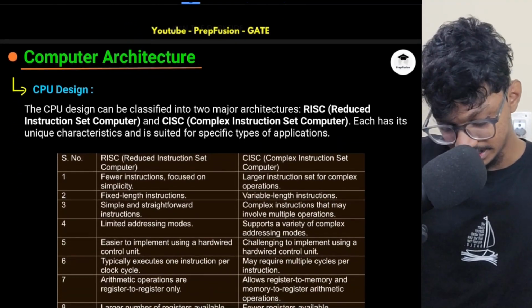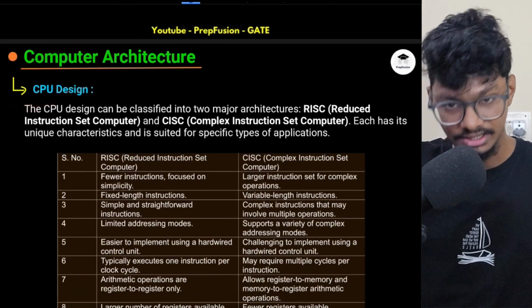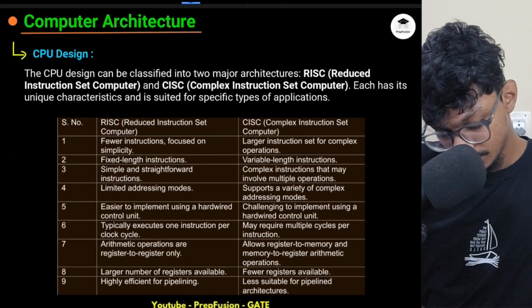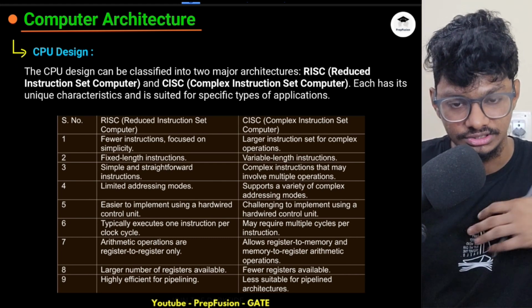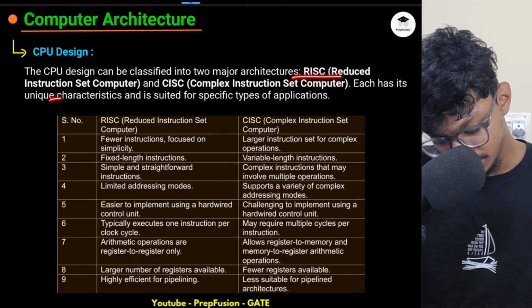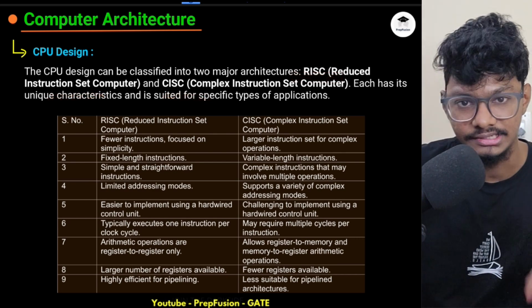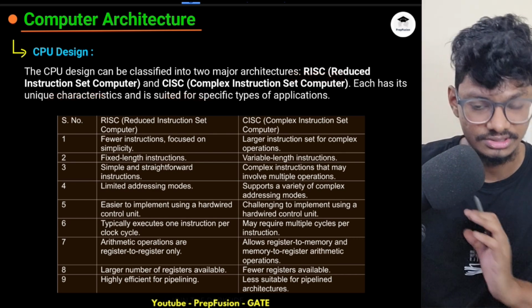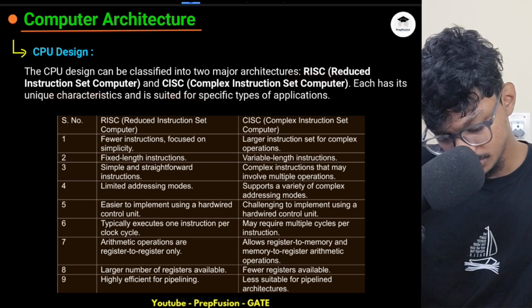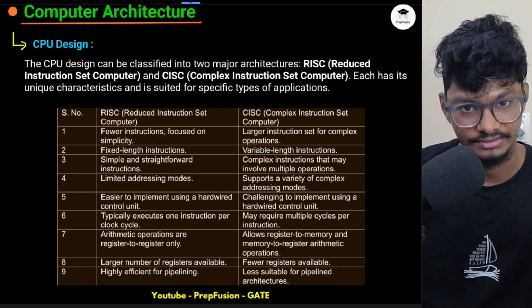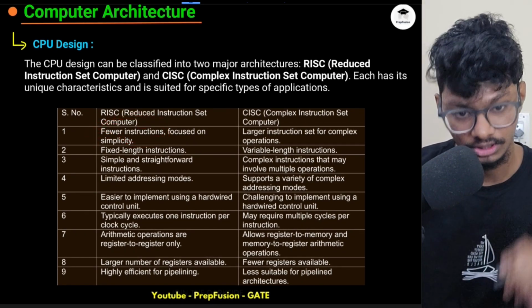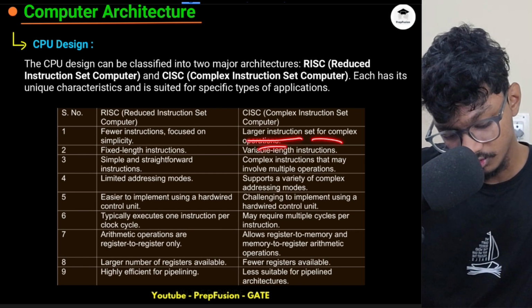Now we'll understand about this CPU design, right? We have two types of instruction set computer. One is reduced instruction set computer, another one is complex instruction set computer. This is just a theoretical point. In reduced instruction set architecture, we have fewer instructions focused on simplicity. As the name suggests, reduced. In complex, we will have a larger instruction set for complex operations.